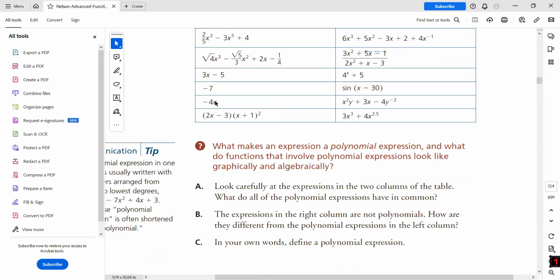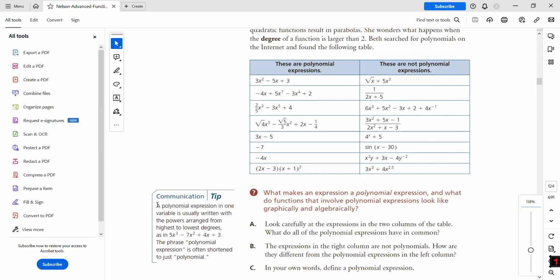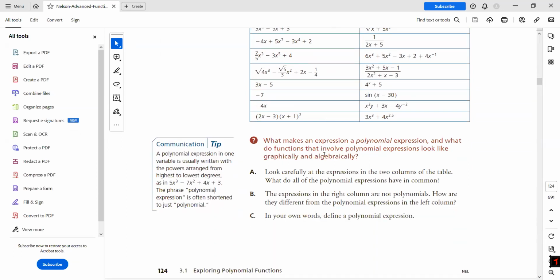And here is a definition that may help you to understand it. A polynomial expression in one variable is usually written with the powers arranged from the highest to lowest degrees, as in this example of a polynomial function. The phrase polynomial expression is often shortened to just polynomial. Okay? What makes an expression a polynomial expression, and what do functions that involve polynomial expressions look like graphically and algebraically?